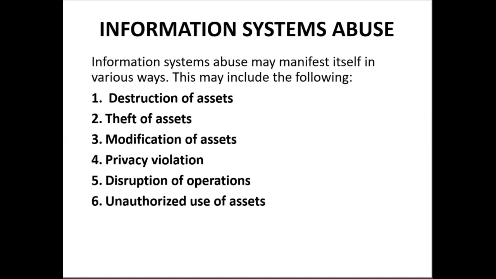So these six are the different ways through which people within the organization or even outsiders may be able to abuse the information systems within the organization. Now, how do we ensure that the information assets are safeguarded? I want us to look at the asset safeguarding objective and process.